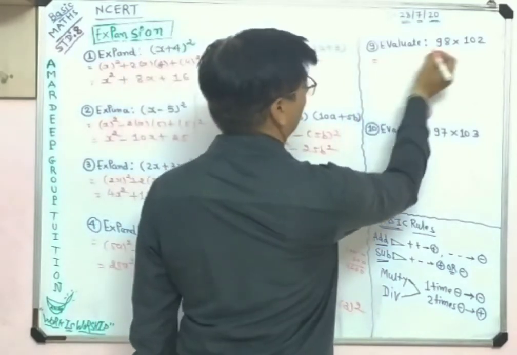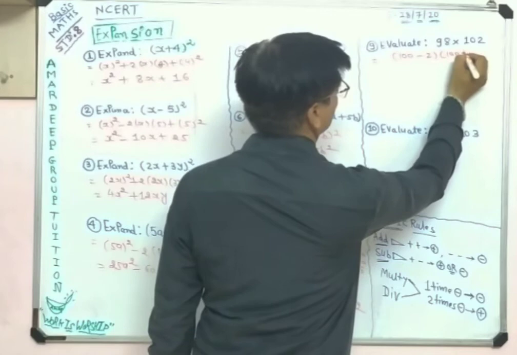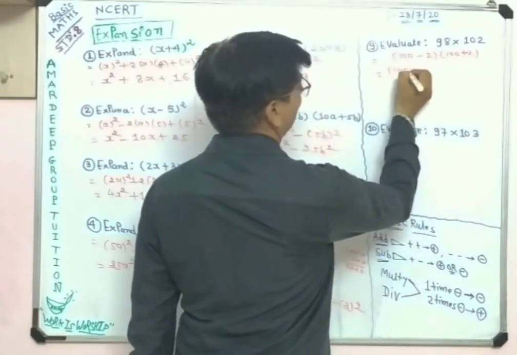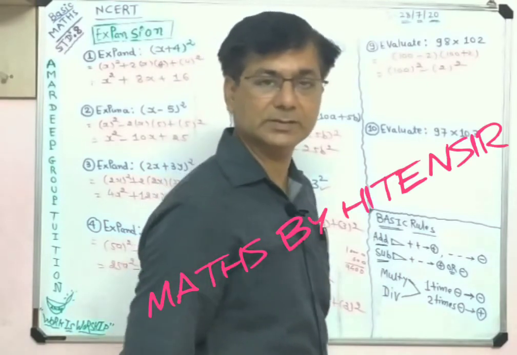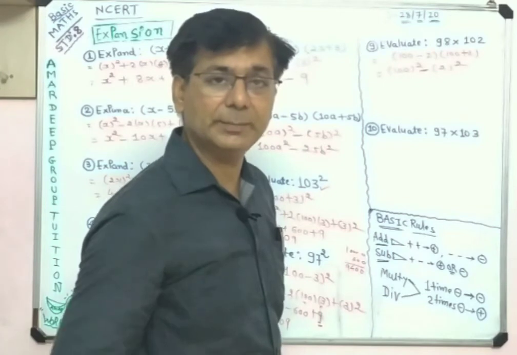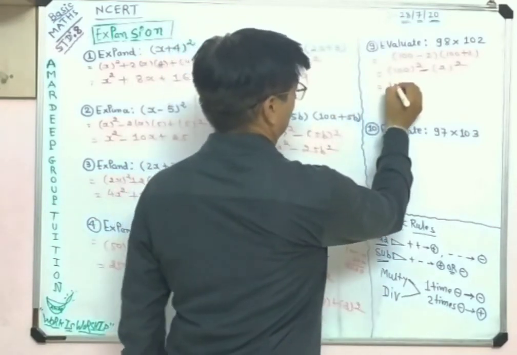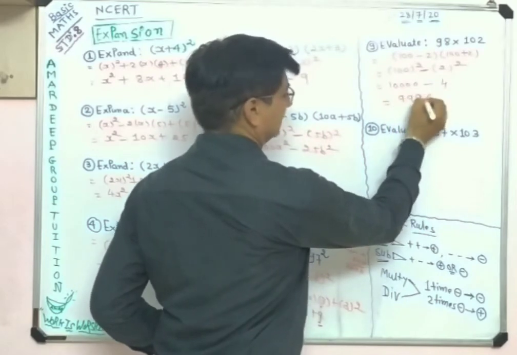Evaluate this: (100 minus 2) times (100 plus 2). So very simple. We have to square these constant terms and the sign will always be minus. 10,000 minus 4, so 9,996.